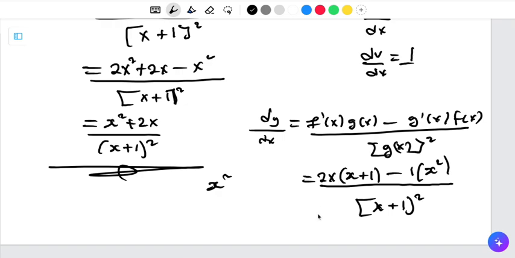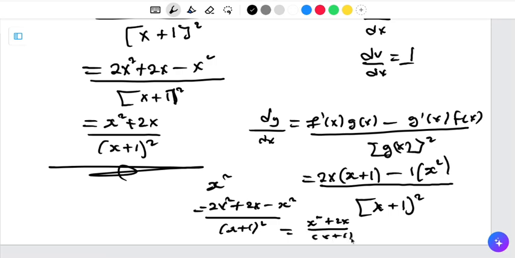When I multiply 2x throughout, we're going to get 2x squared plus 2x, then minus x squared, then divided by x plus 1, then squared. These are like terms. When I do the computation, I'm going to get x squared plus 2x, divided by x plus 1, then we square it. So as you can see, this one and this one are just the same.